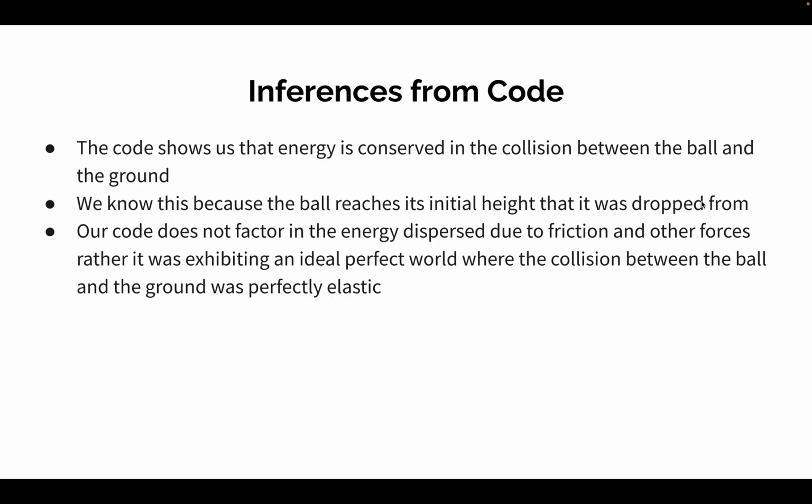So, some inferences from code. To begin with, the code shows us that the energy is conserved in the collision between the ball and the ground. However, this is very obvious because the ball reaches the initial height that it was dropped from, meaning that kinetic energy was preserved throughout. However, our code does not factor in the energy dispersed due to friction and other forces, and rather it was exhibiting an ideal, perfect world where the collision between the ball and the ground was perfectly elastic.